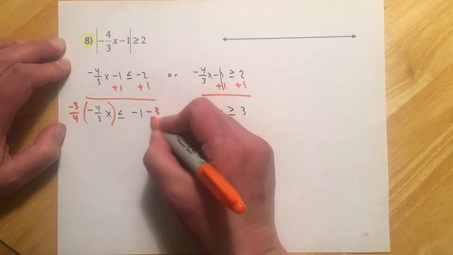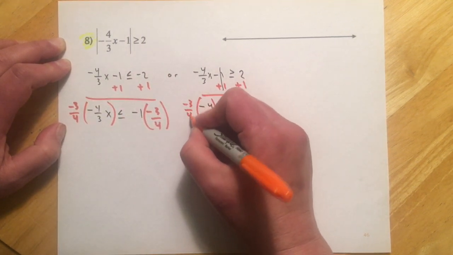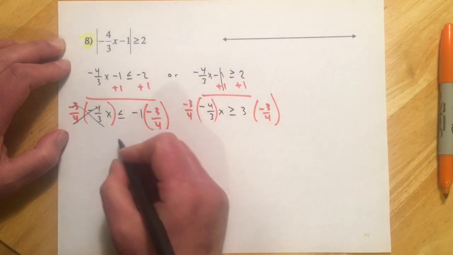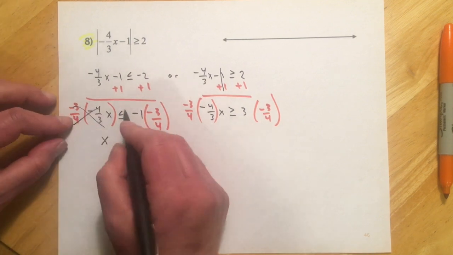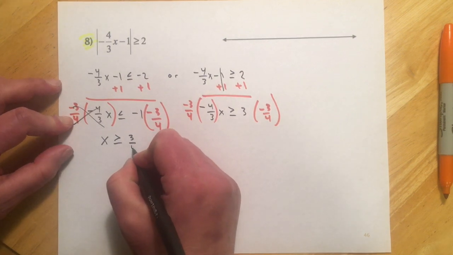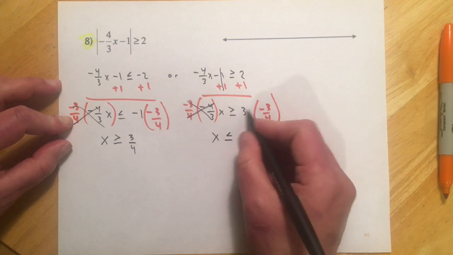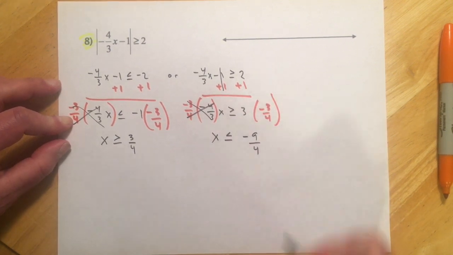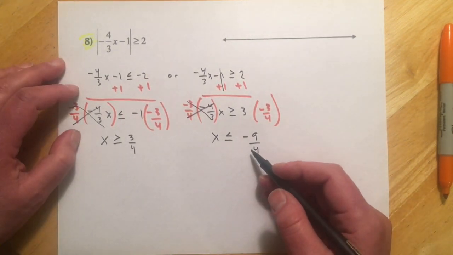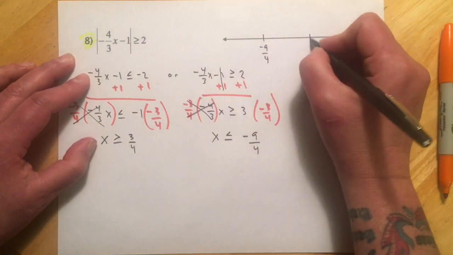So I'll do a -3/4 on both sides. So I'll cancel all this. So all that's gone, and I have x, and then I did just multiply by a negative, so I gotta be careful and remember to switch that. So x is gonna be greater than 3/4. All that cancels. Again, I did the negative, so I gotta switch that. It'll be -9/4. So x is less than or equal to -9/4, and x is greater than or equal to 3/4.